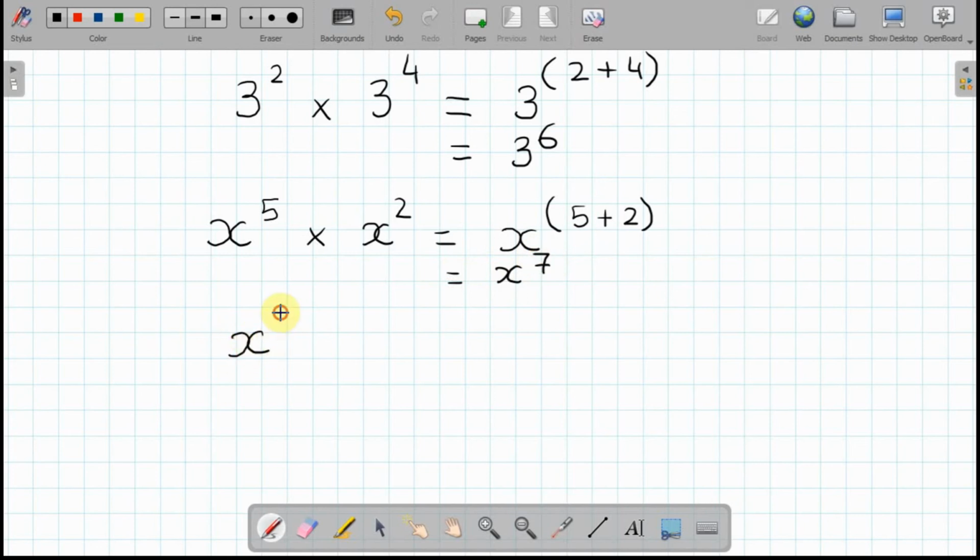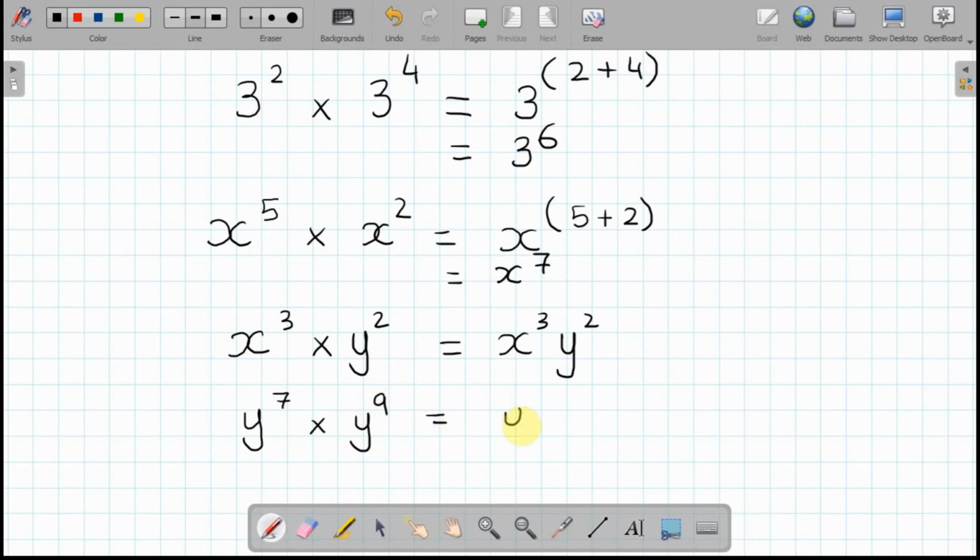Now, I'll show you an example when the bases are not the same. So if I have x to the power 3 times y to the power 2, the bases are not the same. So I write this as x to the power 3 y squared. That's it. I just leave it as it is. This will only work if the bases are the same. For example, if I have y to the power, say, 7 times y to the power 9, the bases are the same. So I'm going to add the powers up. y to the power 7 plus 9, which is y to the power 16.